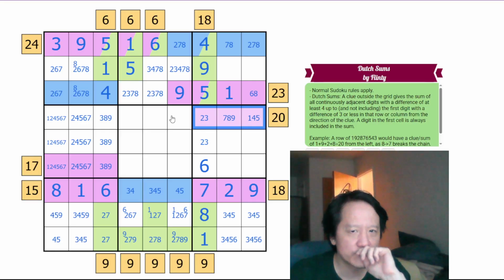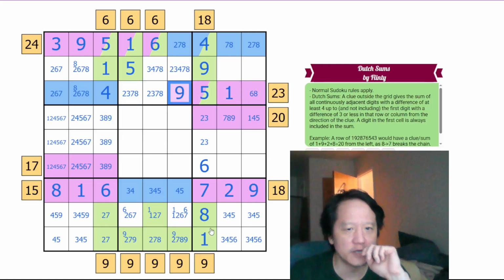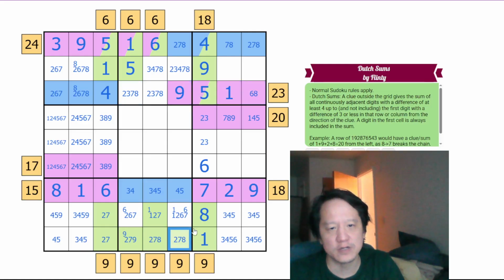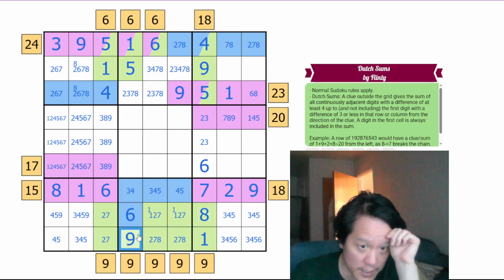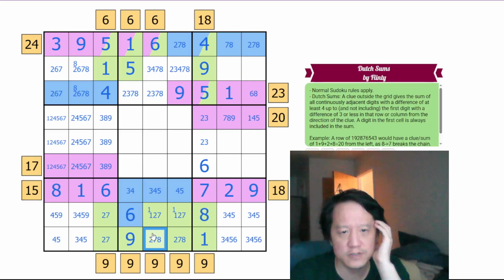So it's either 6 here and that's 2. Okay, 9 eliminates 9 as a possibility here, which means both of these are valid for the sum. So no 6 here, which means this is 6 and this is 9. So that's valid. 9 and 6 are not 4 or more apart.